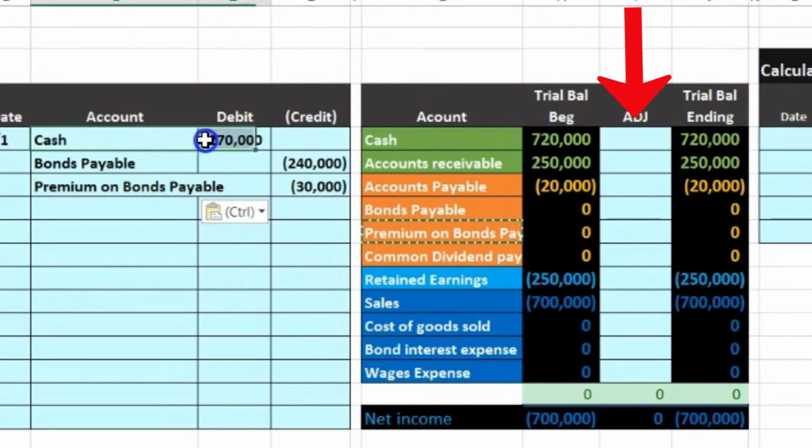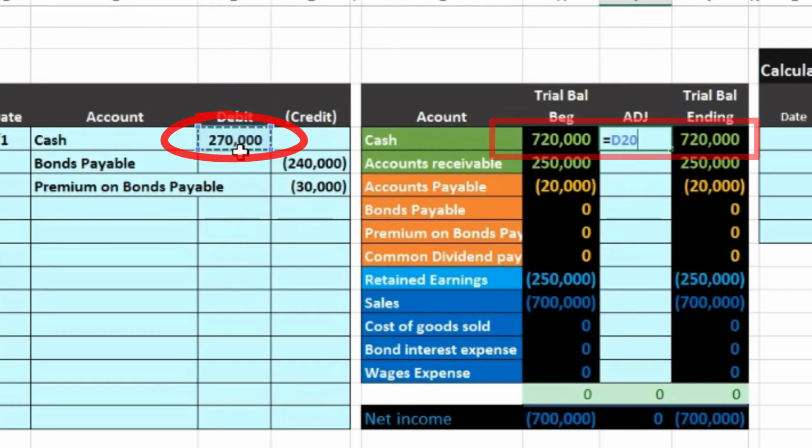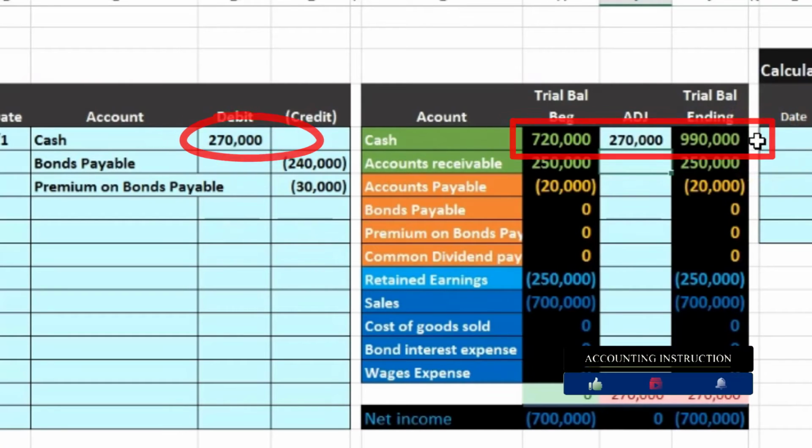We're going to post the cash first. Here's cash here, or here's cash here. We're going to post it to I-20. So in I-20, we're going to select equals and point to this 270. This is a debit. This is a debit. Those are the same thing. That's going to make this go up in the debit direction to 990.